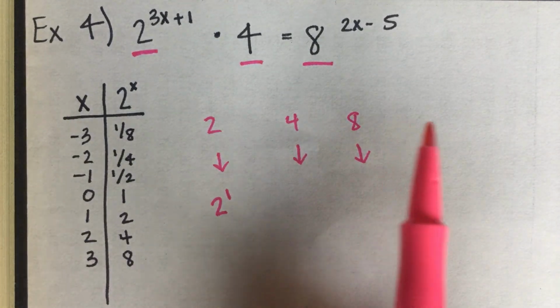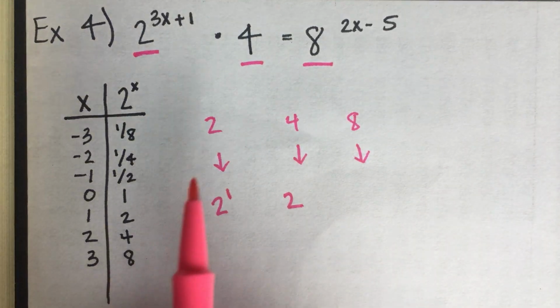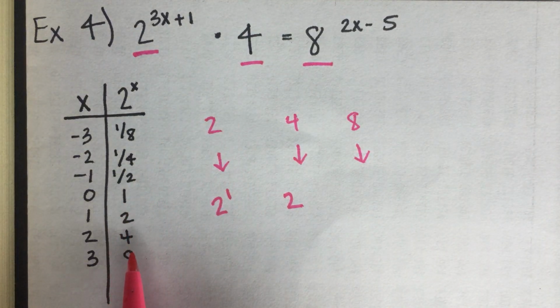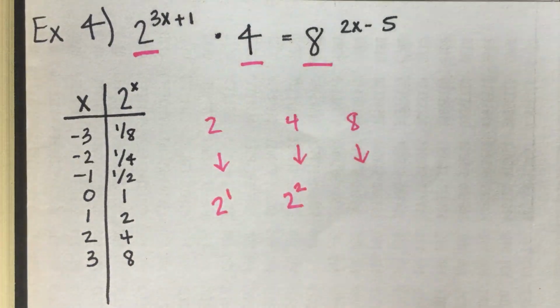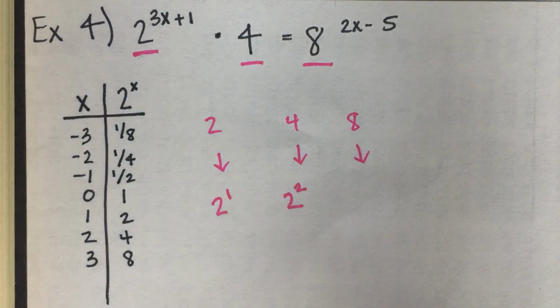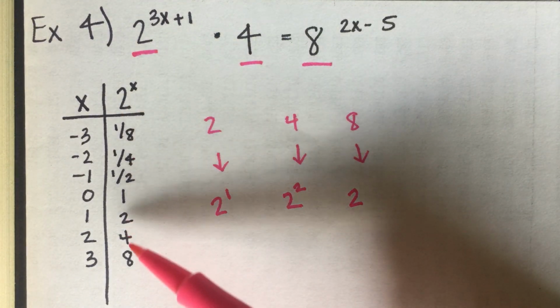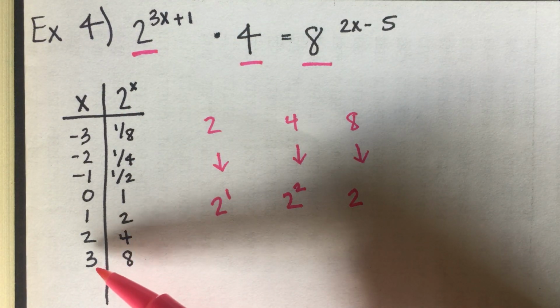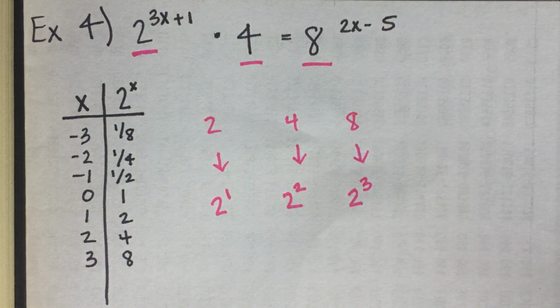And for 4, if we want to make that base 2, we're going to look and see what exponent it needs. So 4 happens here when x is 2, so 2 to the second power equals 4. And 8, if we want to change that to be base 2, that happens in the x equals 3 row, so that means that our 8 is equal to 2 cubed.